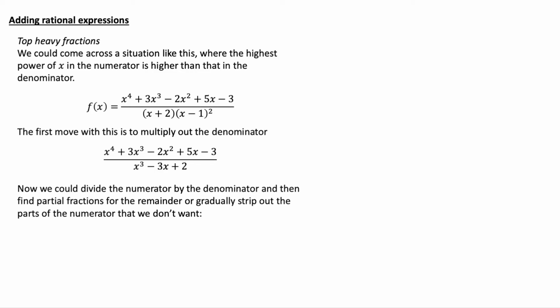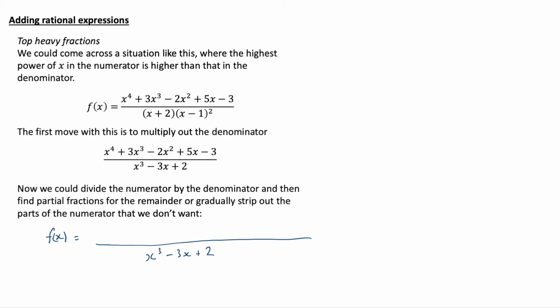And now we could divide the numerator by the denominator and then find partial fractions for the remainder, or we could gradually strip out the parts of the numerator that we don't want. So let's have a look at the method here. Our f of x, and notice this time I have said f of x is equal to this rational expression because it saves covering a lot of the screen with writing it out again. So f of x is going to be something over x cubed minus 3x plus 2.